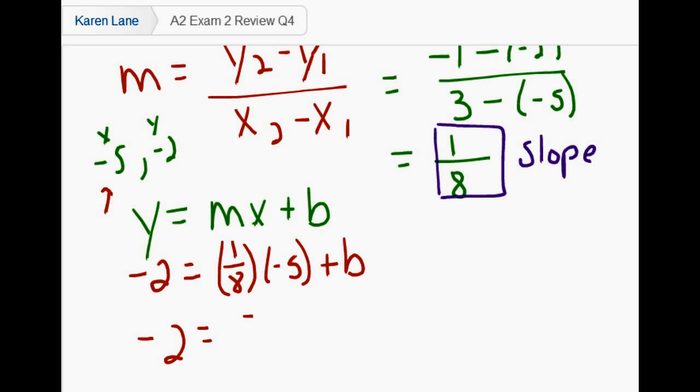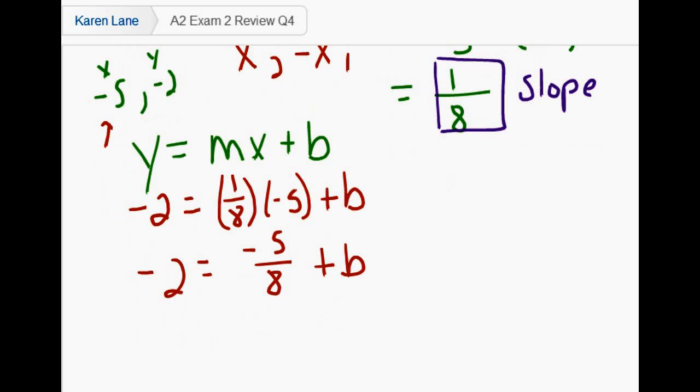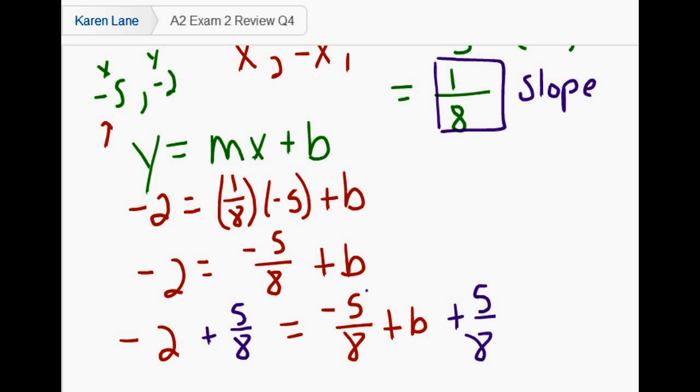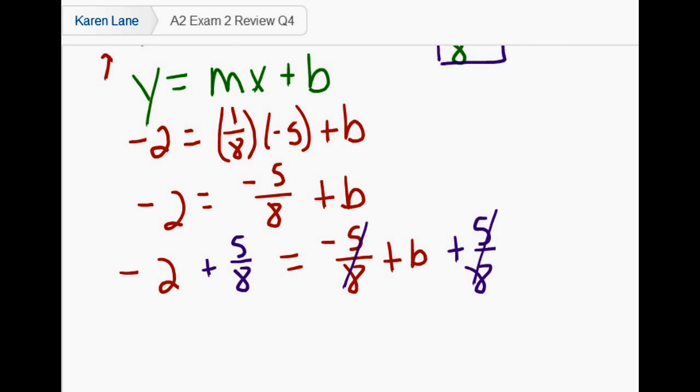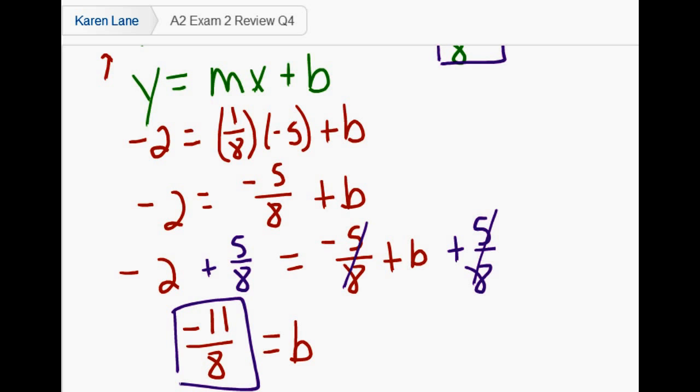So -2 equals -5/8 plus b. We're solving for b, so we're going to add 5/8 to both sides of the equation. Okay, and that lets those cancel. -2 plus 5/8 is -11/8, and that equals b. So now we know that b is -11/8, and b is the y-intercept.